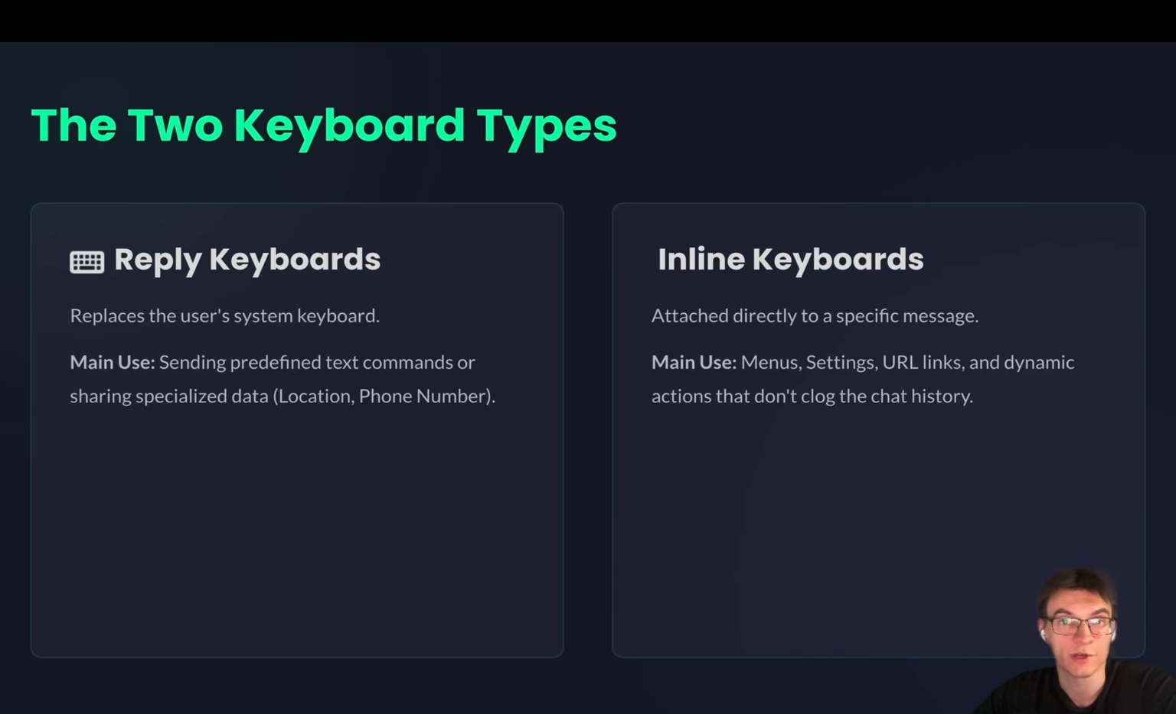There are two main types of keyboards in the Aiogram library. The first one is reply keyboards, and the second one is inline. Reply keyboards replace the user's system keyboards. They look pretty similar. Their main purpose is to send predefined text commands or share special data, like a location or a phone number. Inline keyboards, on the other hand, are attached directly to a specific message. They're usually used for settings, opening URLs, or triggering dynamic actions without spamming the chat with lots of extra messages.